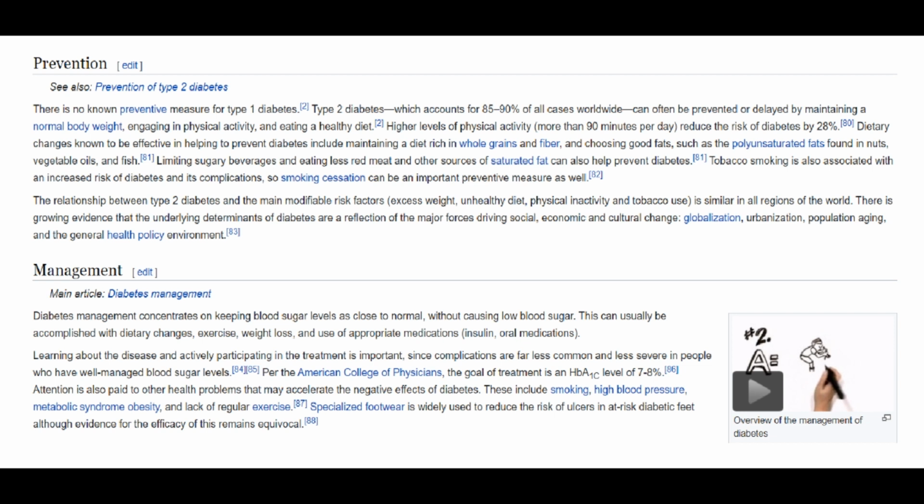Attention is also paid to other health problems that may accelerate the negative effects of diabetes. These include smoking, high blood pressure, metabolic syndrome, obesity, and lack of regular exercise. Specialized footwear is widely used to reduce the risk of ulcers in at-risk diabetic feet, although evidence for the efficacy of this remains equivocal.